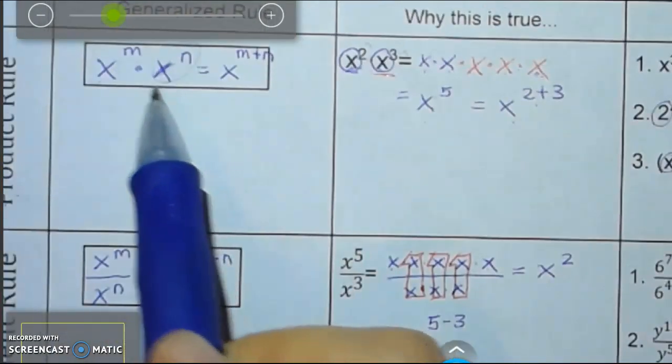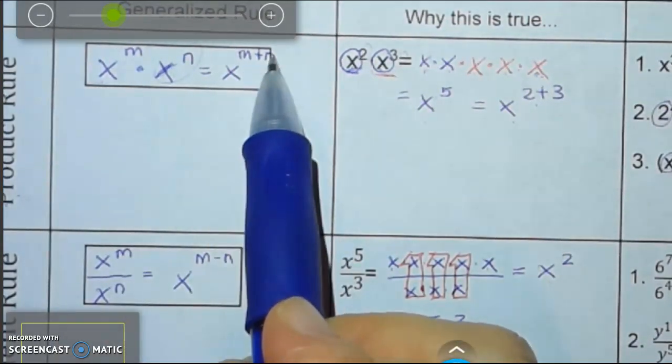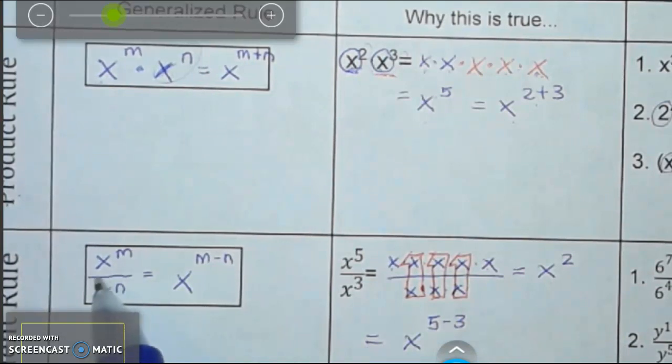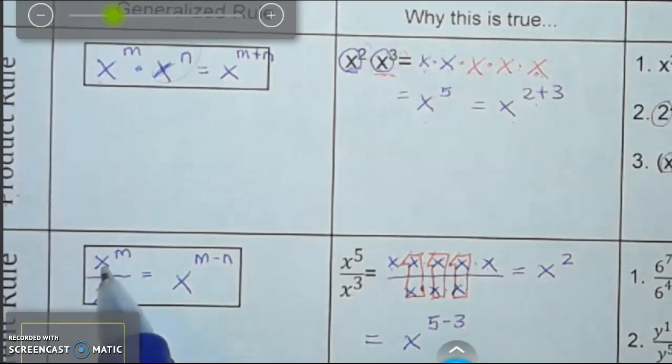Compare this to the previous one. We added when we were multiplying, but when we are dividing, that fraction line means division, we are subtracting, m minus n, to get this. And again, make sure when you're doing this, the bases are the same. If x is 2, then this has to be 2, 2. It cannot be 5 squared divided by 2 squared. That does not work.